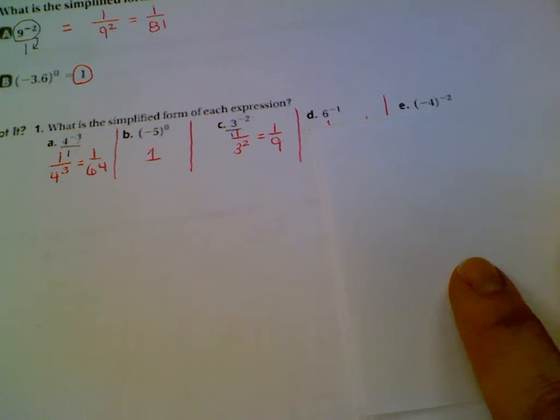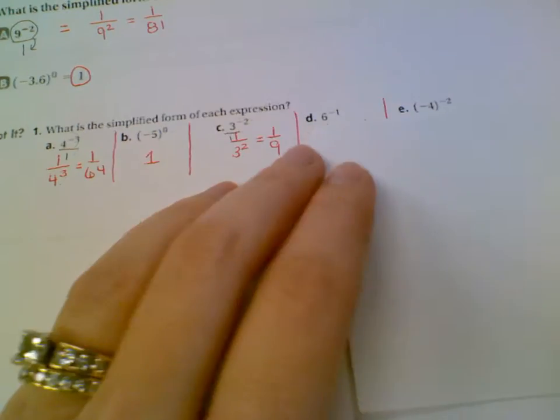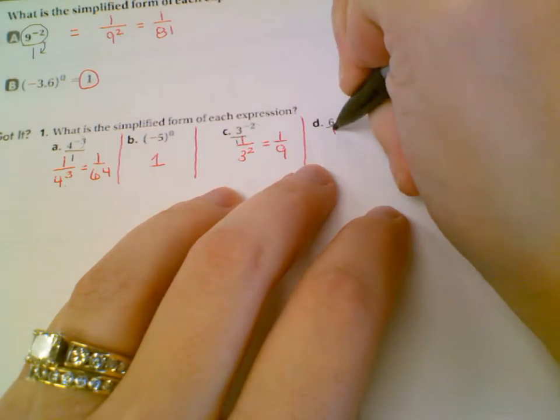Alright, letter D, 6 to the negative first. So I would change it into a fraction by putting it over 1.